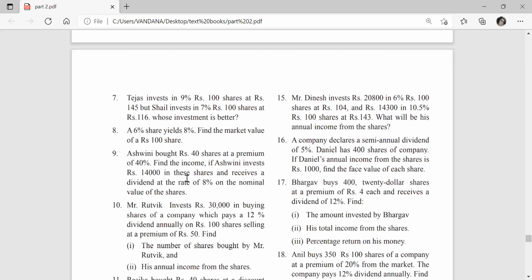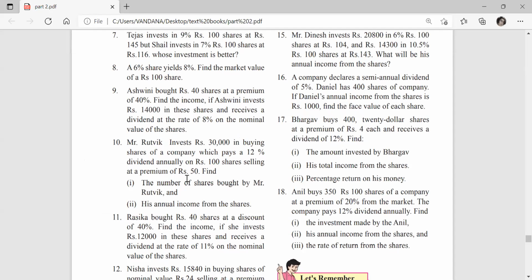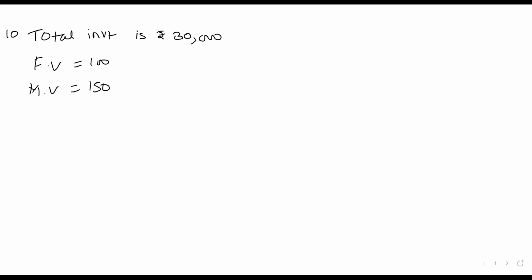Next sum, Mr. Rutvik invests 30,000 in buying shares of a company which pays 12% dividend annually on ₹100 shares, selling at a premium of ₹50. तो ऋत्विक का टोटल इन्वेस्टमेंट क्या है? टोटल इन्वेस्टमेंट is ₹30,000. Face value of share is 100. Market value of share is 150. Dividend is 12%.